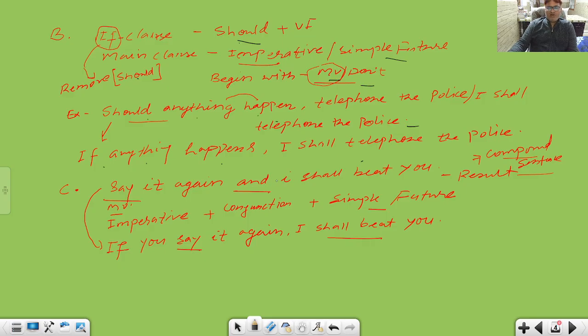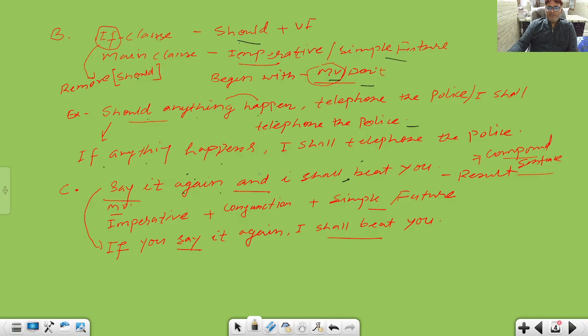Now we come to the third variation. Sometimes we also say: Say it again and I shall beat you. Again, the same feeling: the condition and the result.